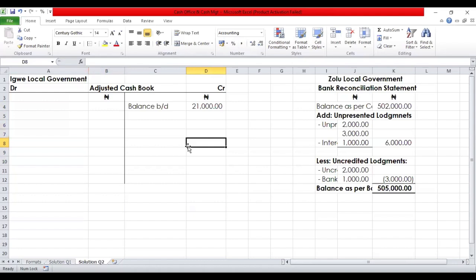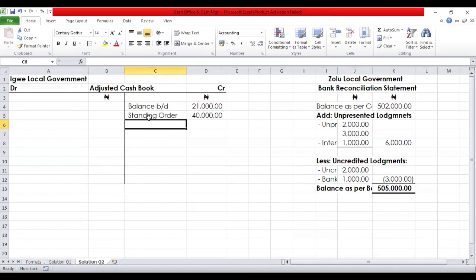The bank had paid 40,000 on 29 June by way of standing order. Standing order will be here. How much? 40,000.